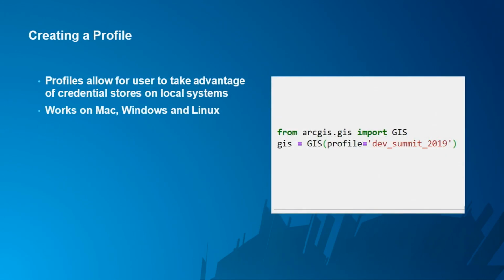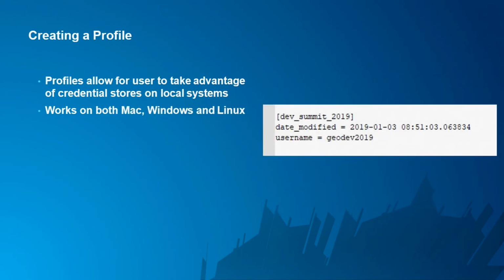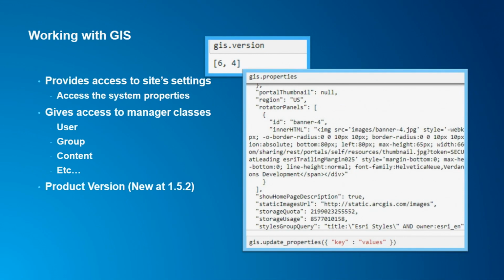You can authenticate with all different kinds of authentication schemes, and one of the tricks of authenticating is you can set up a profile on your system where you define a profile when you log in, and then that will store your credentials in the credential manager of whatever machine you're using and encrypt it. And then you can log in using a profile like this instead of having to log in using your URL, username, and password. This gets stored on your system with the connection information to your web GIS and will work on Mac, Linux, and Windows.